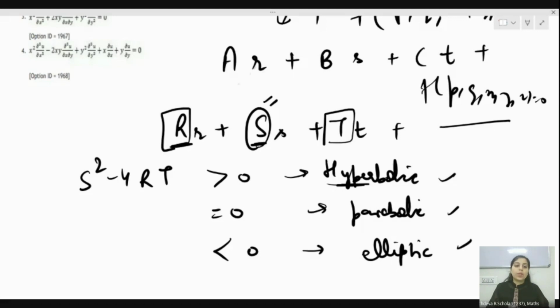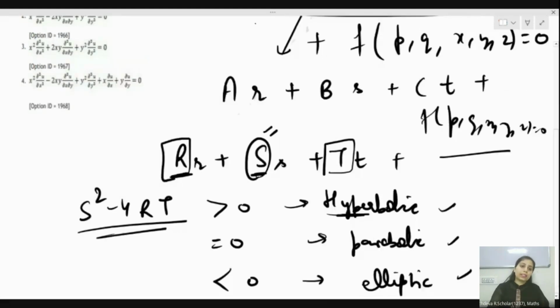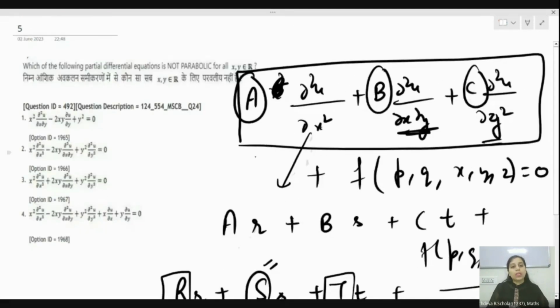These are very simple problems. You just have to find s square minus 4rt. So let's take this example. The question asks, which of the following partial differential equations is not parabolic? The first equation is x square ∂²u/∂x∂y minus 2xy ∂u/∂y plus y square is equal to 0.